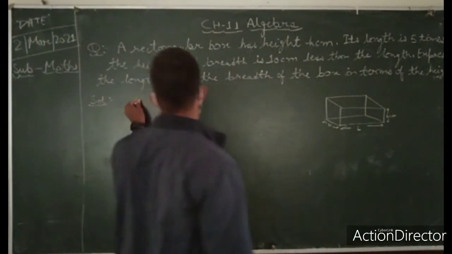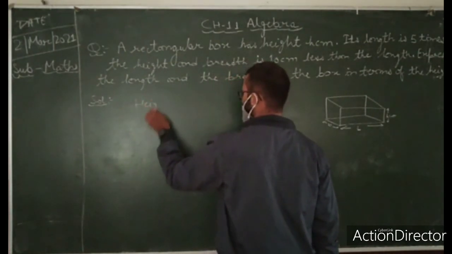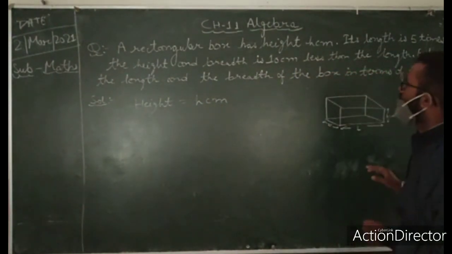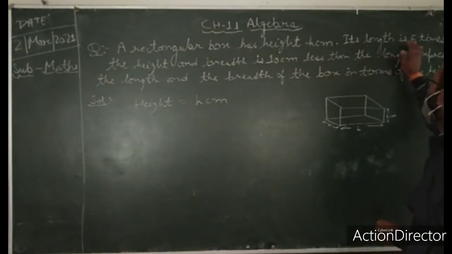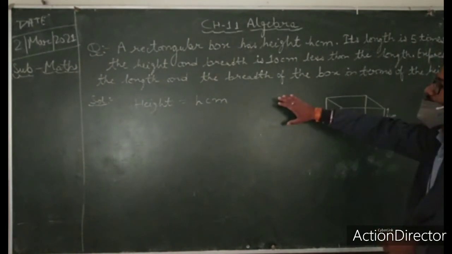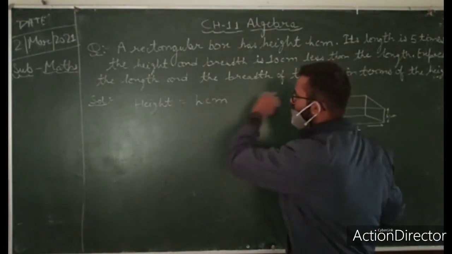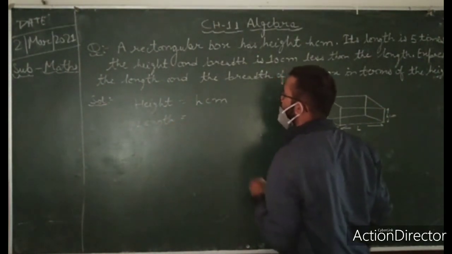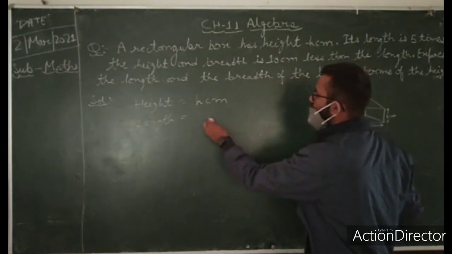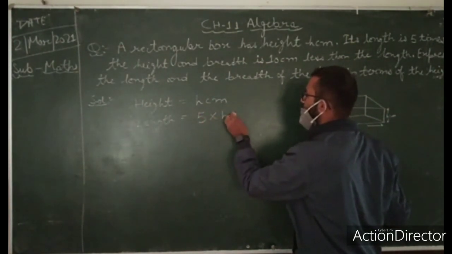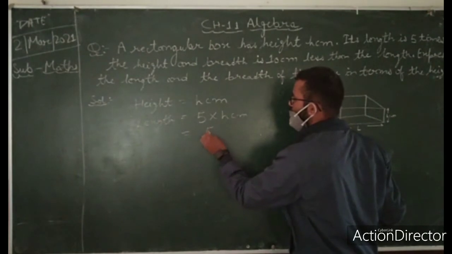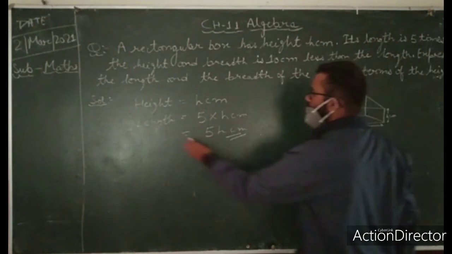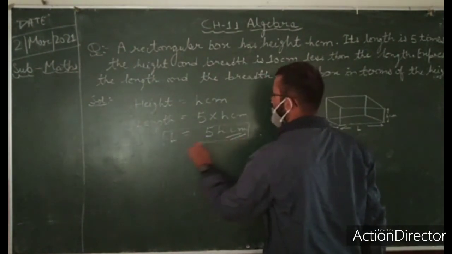Now the height is given, so we write height equal to x centimeter, and its length is 5 times the height. What does 5 times its height mean? 5 into x centimeter, then we get 5x centimeter. So length equals 5x centimeter.